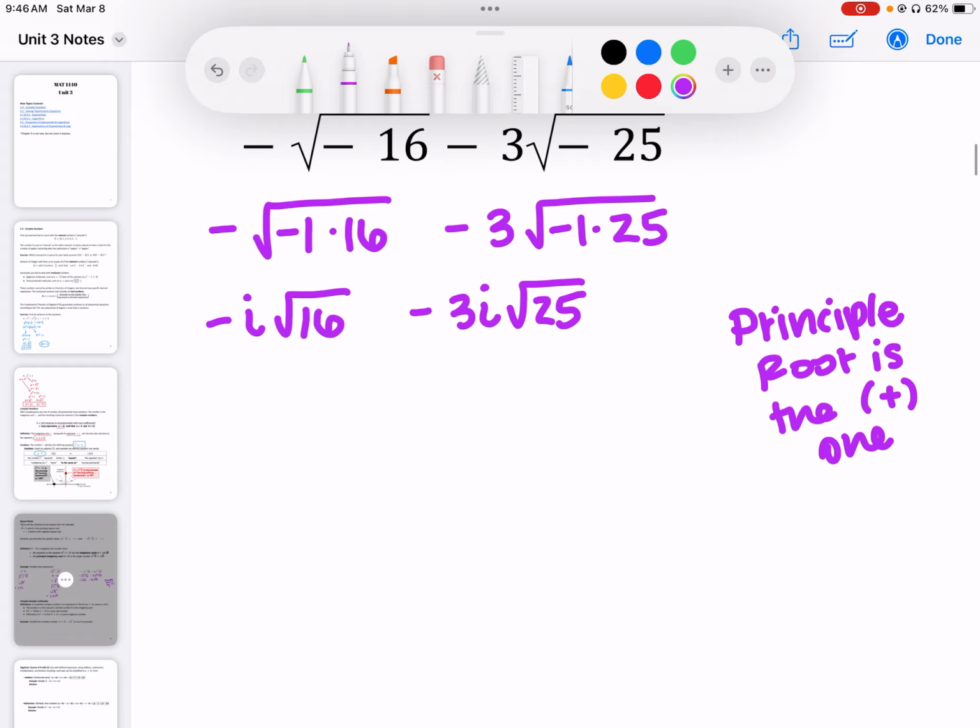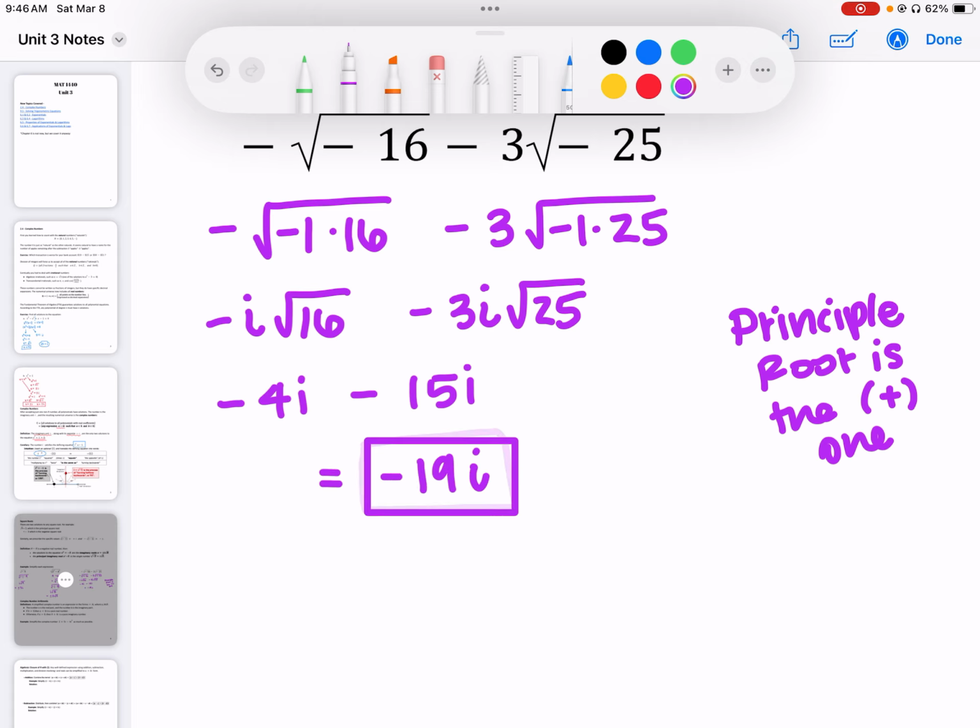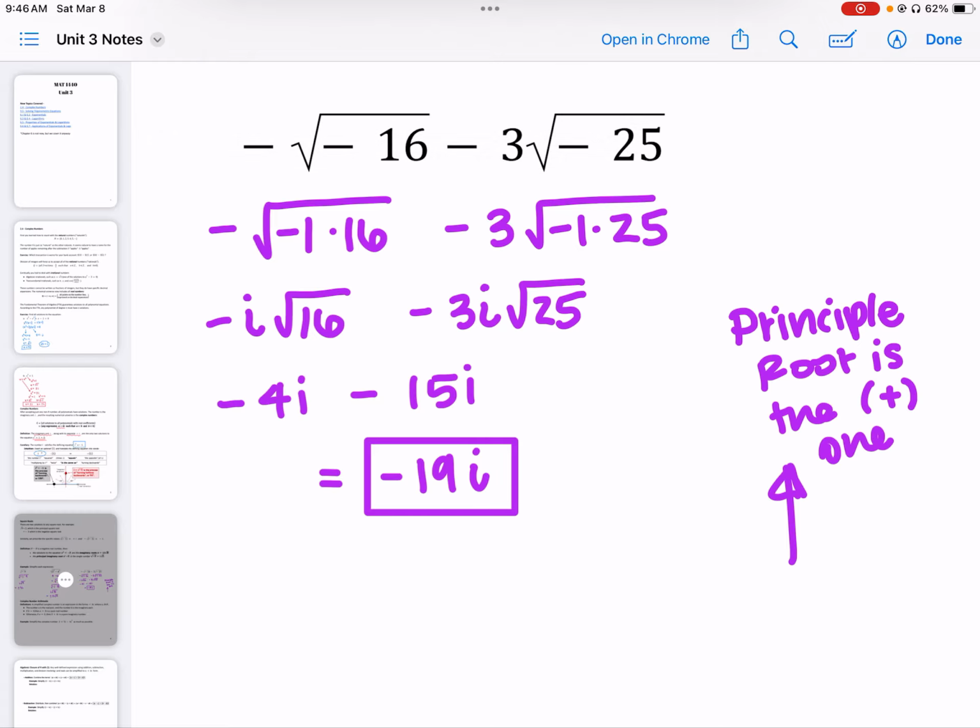And so that's what we're going to work with when we're doing this. So we're going to say the square root of 16 is 4. So we have negative 4i minus square root of 25 is 5. So negative 15i. And so when simplifying, we will have negative 19i. You are just going to take the principal root being the positive solution.